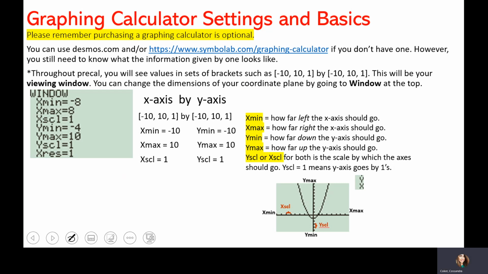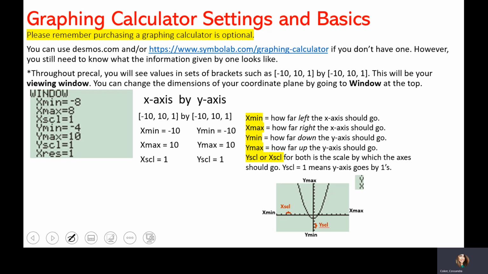All right, the next thing, we're going to switch gears here. If you recall, buying a graphing calculator is definitely optional. However, once we get back into the building and we start meeting in person, I will let you use the classroom set that I have and we'll work with them all throughout the year. You can use Desmos.com to type in your graphs, or I've listed the website Symbolab. It's a really neat tool if you don't have one, but it's definitely optional.